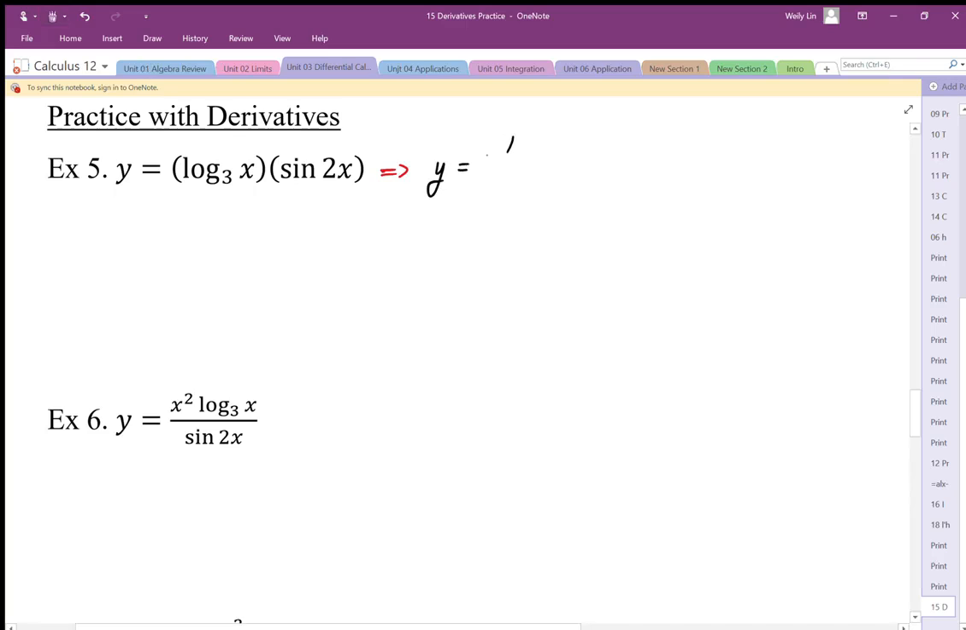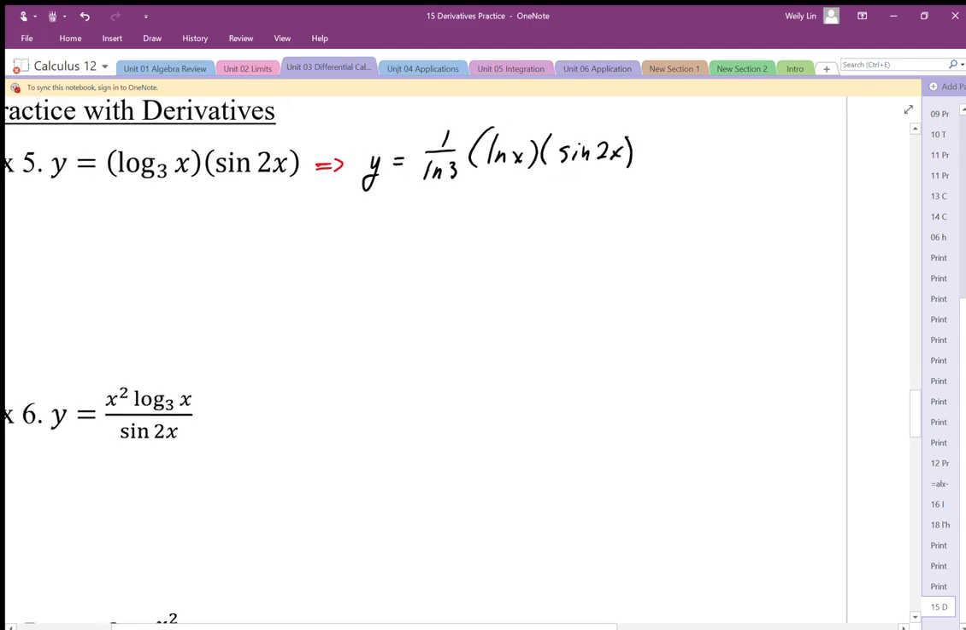So we end up with 1 over log 3, and then we end up with log x times sine 2x. In doing so, the 1 over log 3 becomes a constant. So when we differentiate this, it makes it a little bit easier. We're just going to keep that on the outside. We're going to differentiate using product rule.